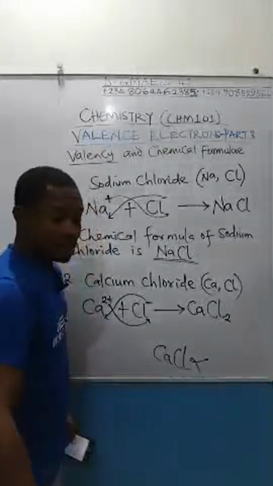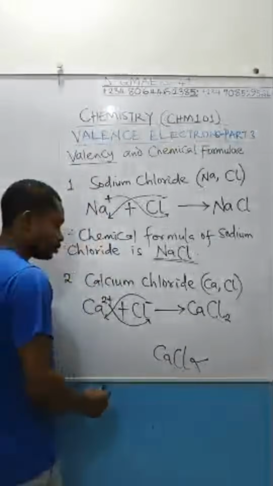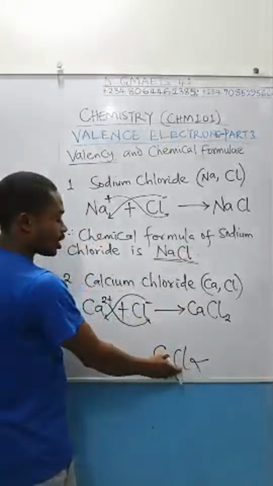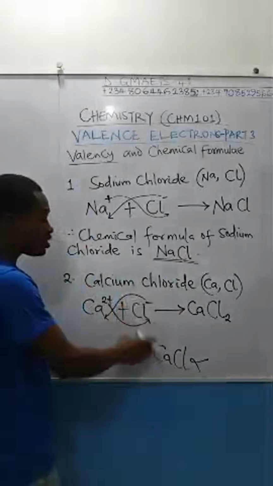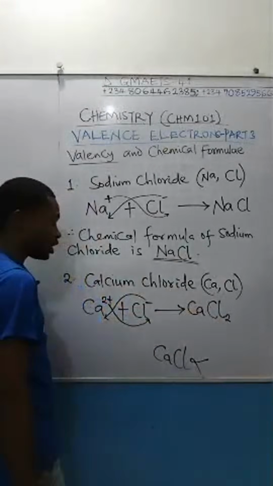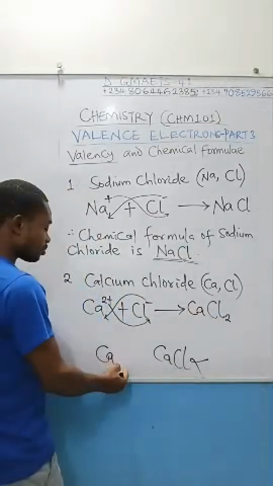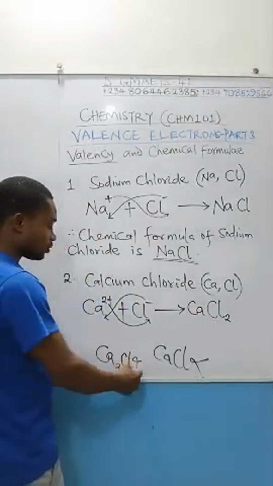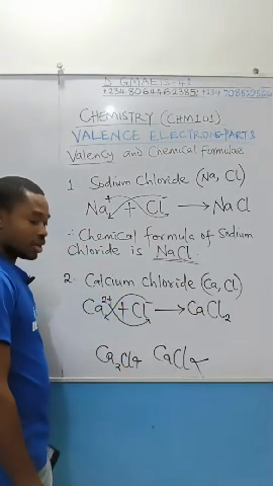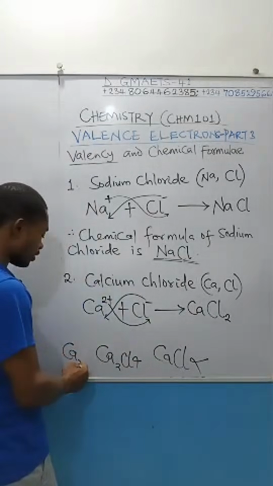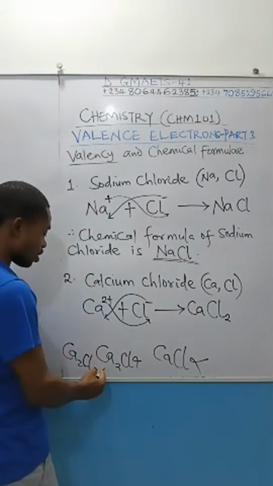Calcium chloride is not this. Take note, it's not. This is wrong. That you have sodium chloride to be this does not mean that calcium chloride will be this. If you check their valency, you get to know the correct chemical formula. If someone tells you that calcium chloride is written like this, it is wrong.